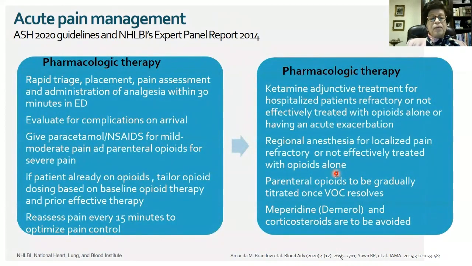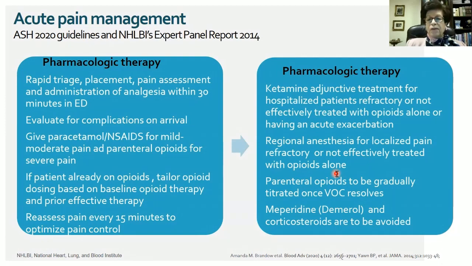So when somebody presents to the emergency room, it's very important to rapidly triage, place, start pain assessment, and administer analgesia within 30 minutes in the emergency department. It's important to evaluate for complications on arrival, like acute chest syndrome. For those who have mild to moderate pain, paracetamol and NSAIDs are reasonable, but for severe pain, parenteral opioids are indicated. And if a patient is already on opioids, we need to tailor opioid dosing based on baseline opioid therapy and prior effective therapy. It is important to reassess pain every 15 minutes to optimize pain control.